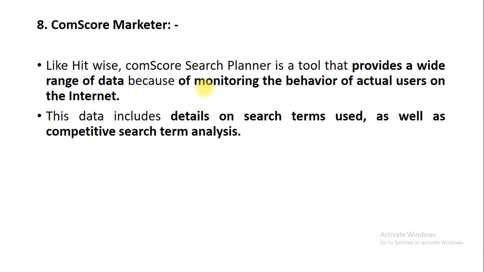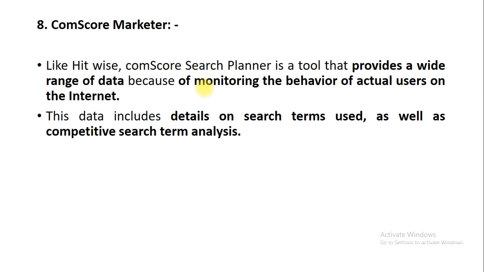Next is called Comscore Marketer. In the very beginning, when we studied lesson 1 or unit 1, the Comscore company came up, right? It also gives you a wide range of data, which gives you the facility to monitor the behavior of users on the internet. Remember that the F-shaped pattern was noticed with the help of Comscore Marketer, because they observe the behavior of users on the internet.